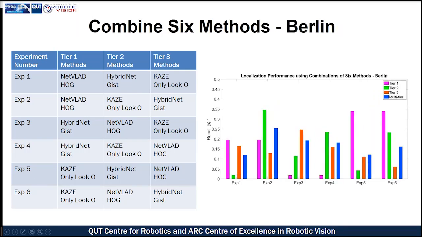Unfortunately, the same cannot be said for the Berlin dataset. Reflecting back on our individual method tests in an earlier slide, some image processing methods are very ineffective at localizing in the Berlin dataset. This is because Berlin has major viewpoint variations, which techniques like HOG, GIST, and HybridNet have difficulty handling.